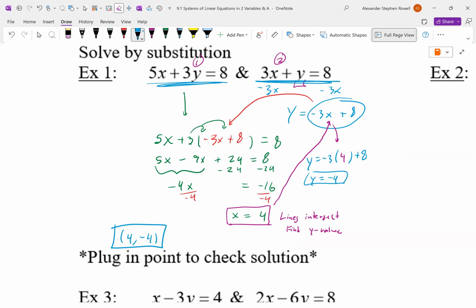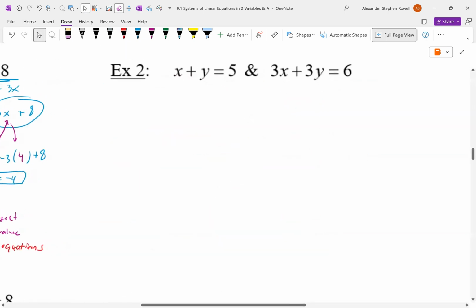If I wanted to check this is the answer, I'd have to plug it into which equation? To check, you must plug it into both equations. Any questions so far? Let's do example 2. Last time we solved for y, let's solve for x.